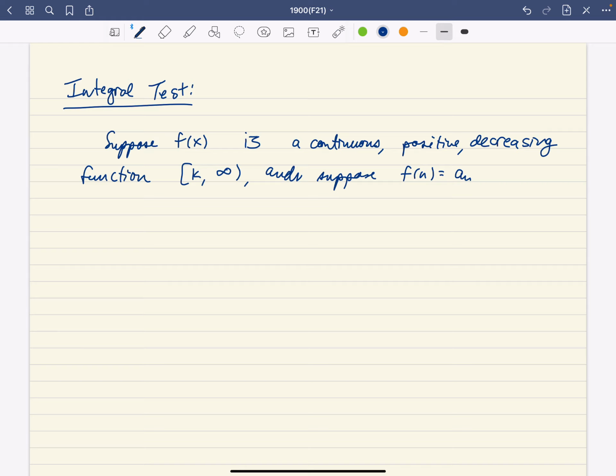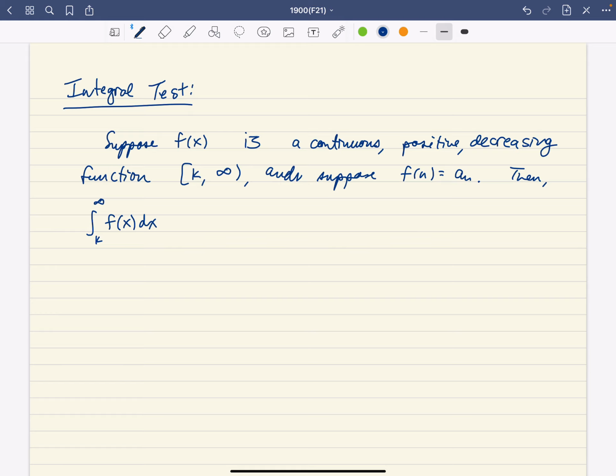So in other words, the function that we're looking at and the sequence are more or less the same. Like the example that we talked about in the previous video, the function was 1 over x squared and the sequence was 1 over n squared. So that's what we're looking at.